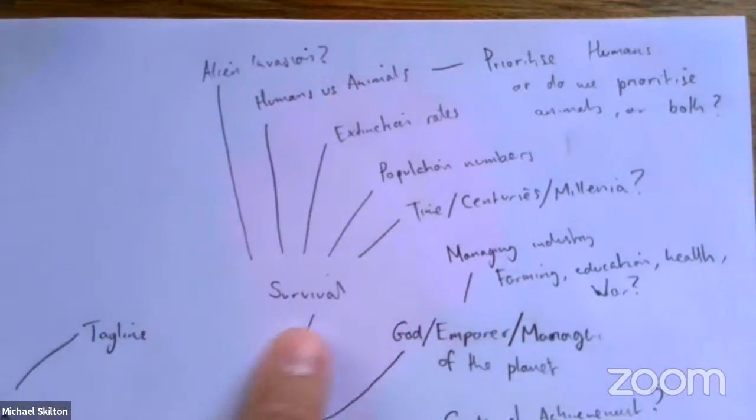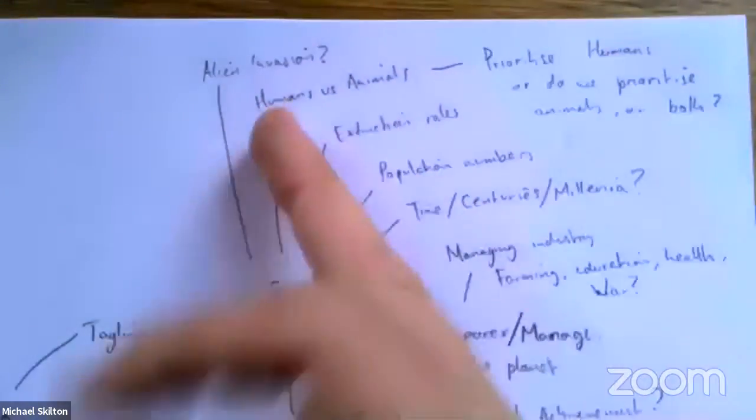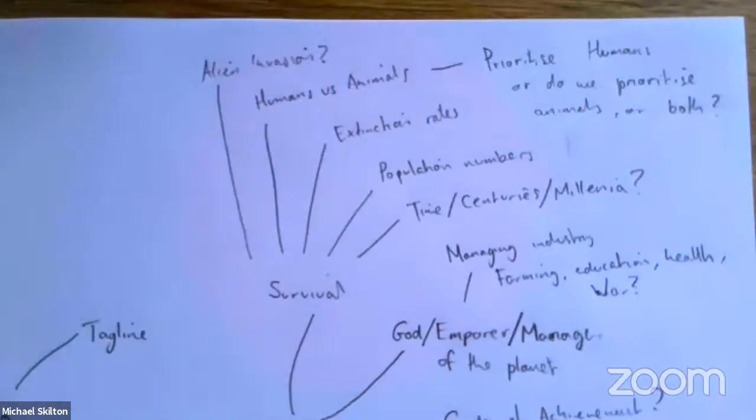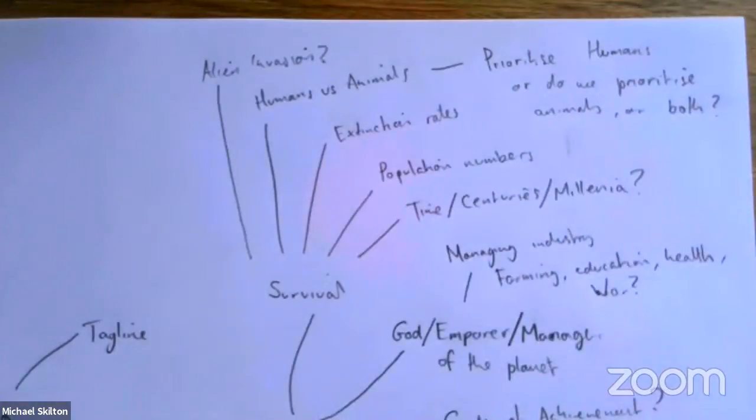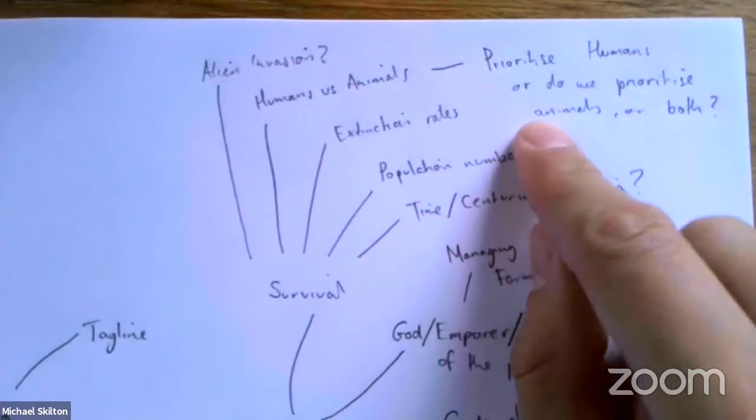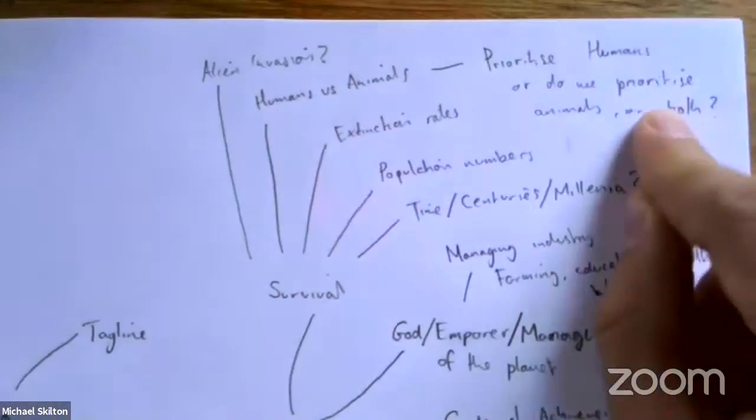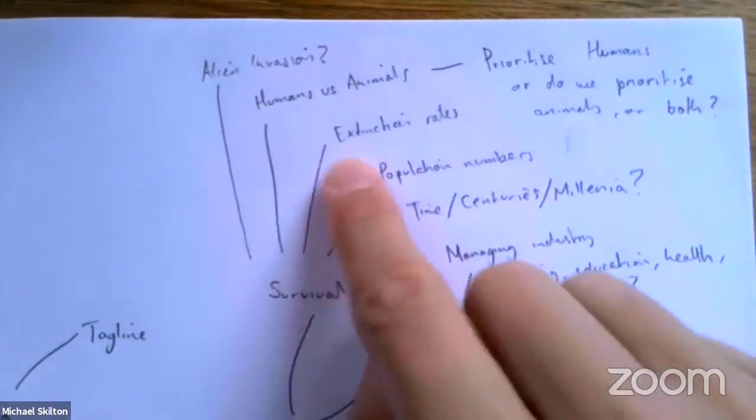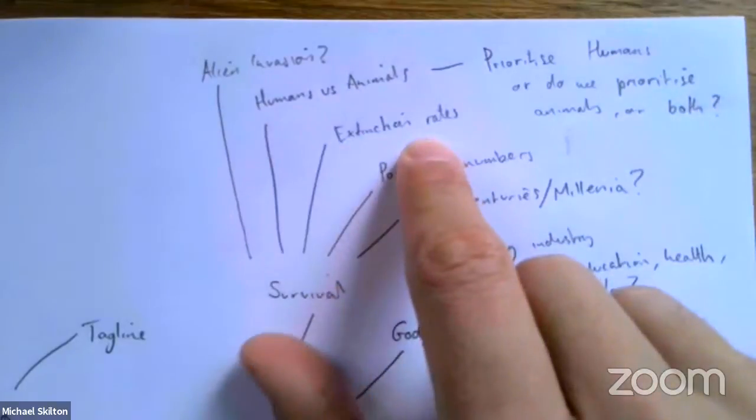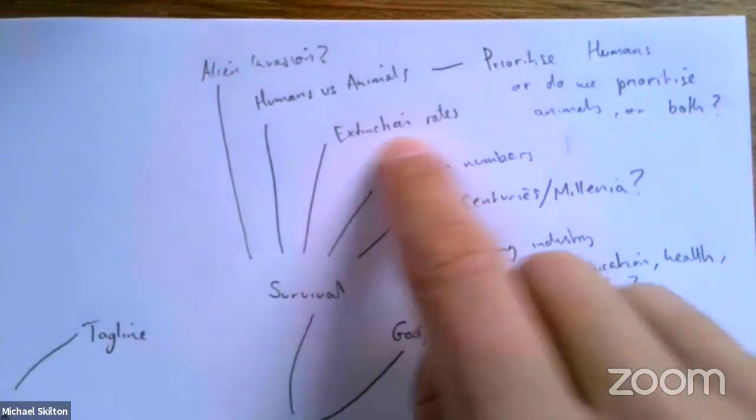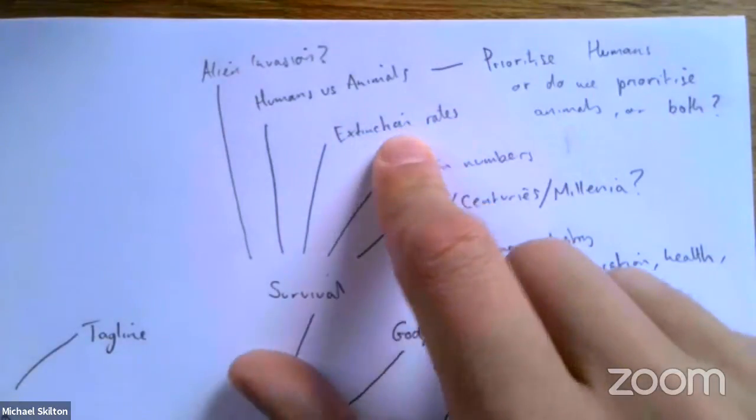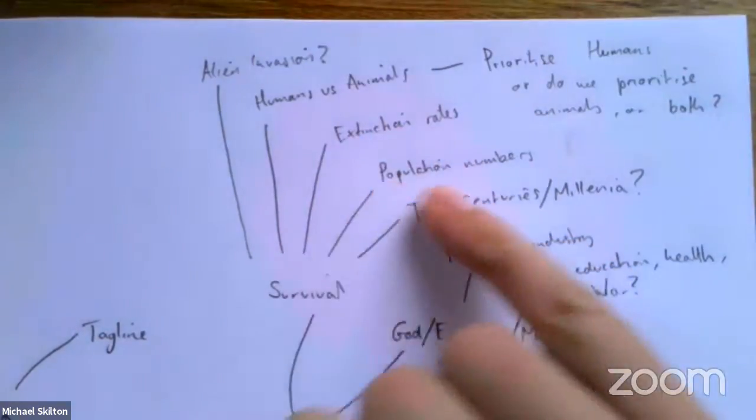I've spoken about one of the elements of this game perhaps being about survival. Okay, I've said humans versus animals. Do we create a game in which we prioritize the survival of human beings, or do we prioritize the survival of particular species of animal, or both? Do we want everyone to survive? Do we have extinction rates? Perhaps if there are certain numbers of animals that have become extinct from your management of the planet, maybe you get a game over if too many animals become extinct.